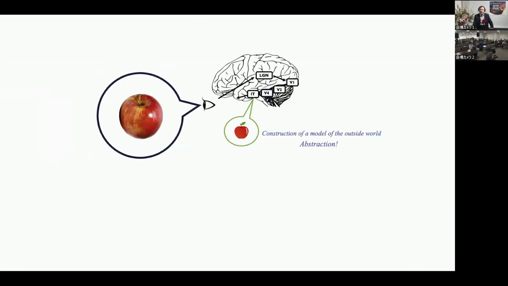So when we see an apple, then representation of apple is generated in the brain. And this is not equal to the real apple, because what brain does is the construction of an object in the cortex. So, which is often called the abstraction.